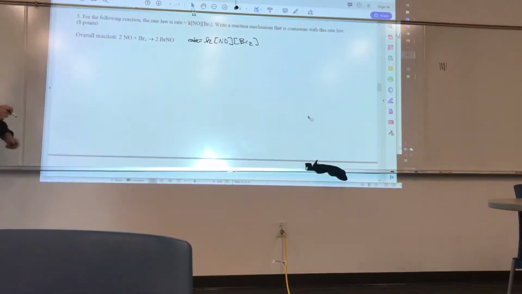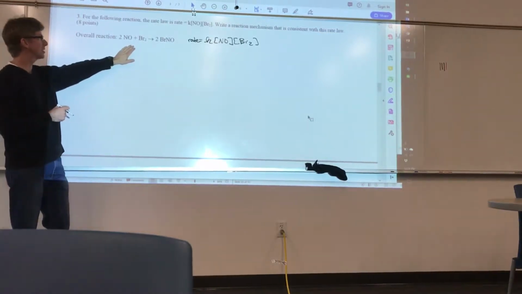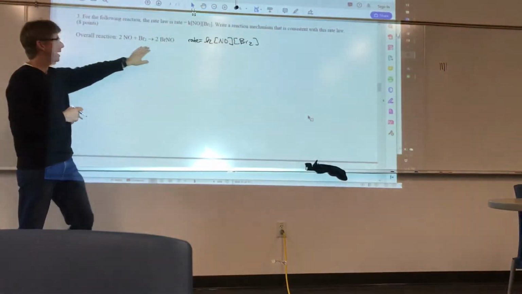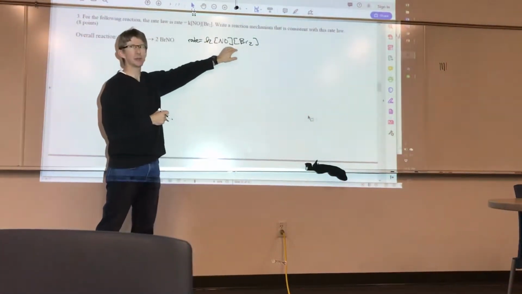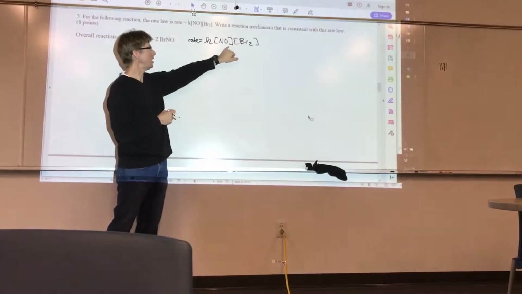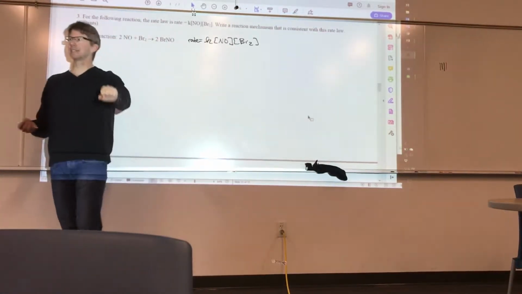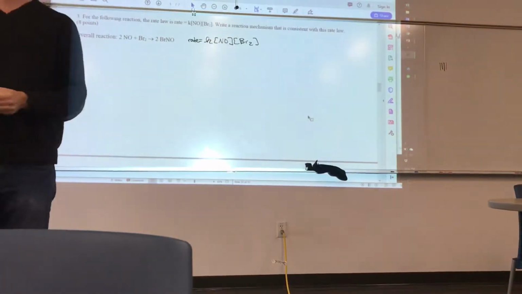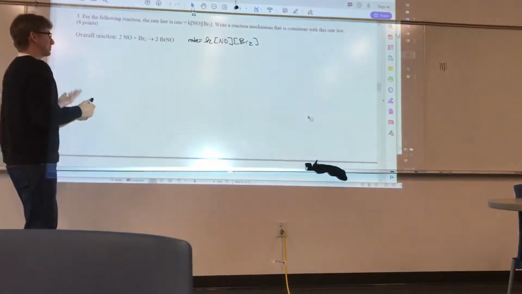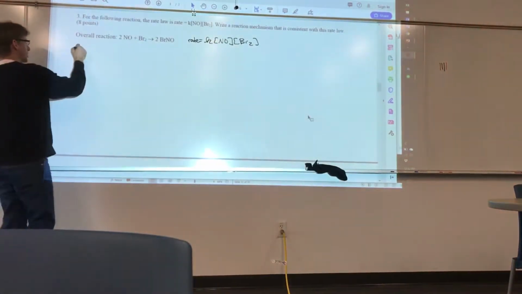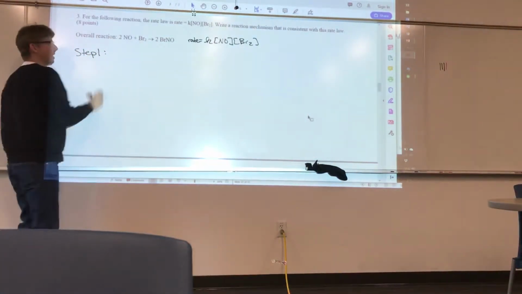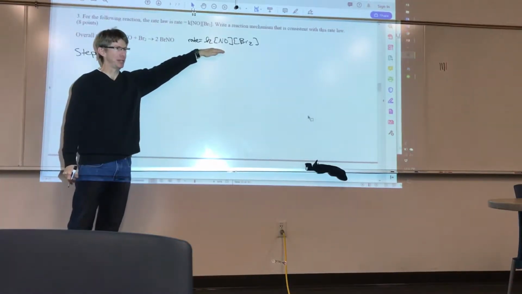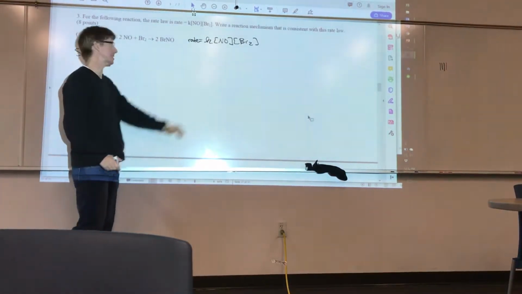Now, in this particular case, the first thing I definitely notice is that there are 3 molecules here, and there are only 2 molecules here. What do I mean by that? I mean that the rate law literally means that NO collides with bromine. That's why those terms show up in the rate law. And the first thing I would do is, for step 1, write a step that matches the experimentally determined rate law. If you can do that, that's always the best thing to do.